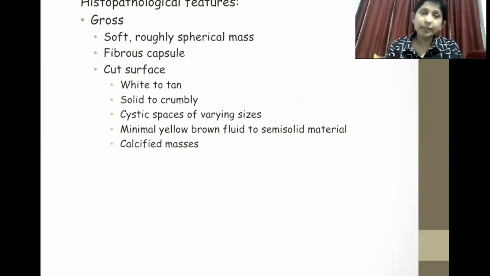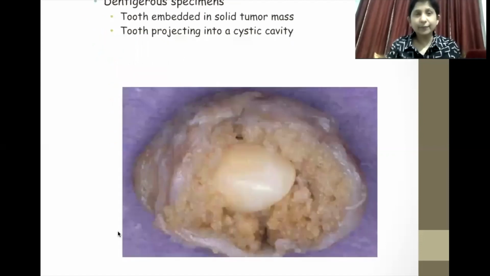Now, histopathologically, when I say the gross appearance, I mean how it comes to the lab. Initially, the surgeon would send the tissue in formalin. When it comes to you, it is a rough spherical mass with a fibrous capsule, and the cut surface will be white to tan and solid to crumbly. The feel can be anything from solid to crumbly. Sometimes you might find some yellow fluid coming out, and a calcified appearance might be there.